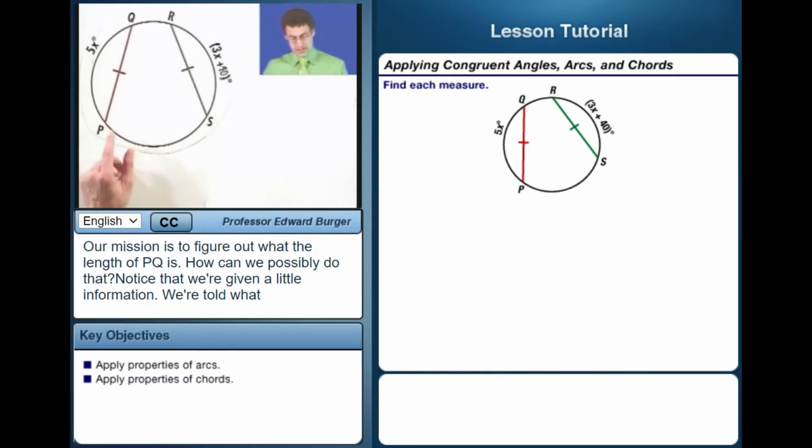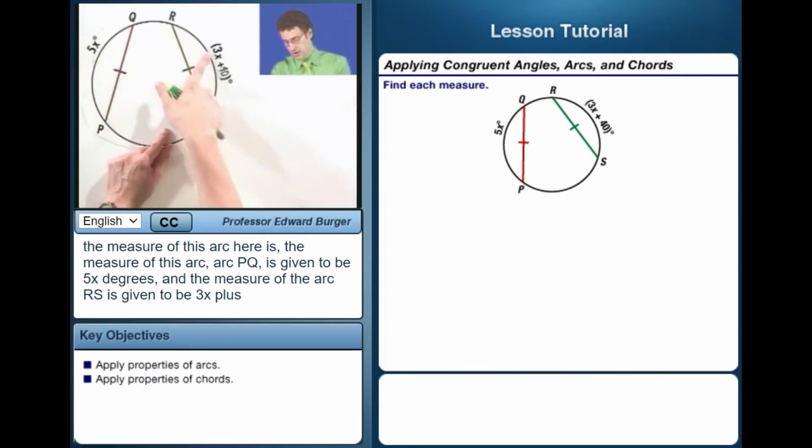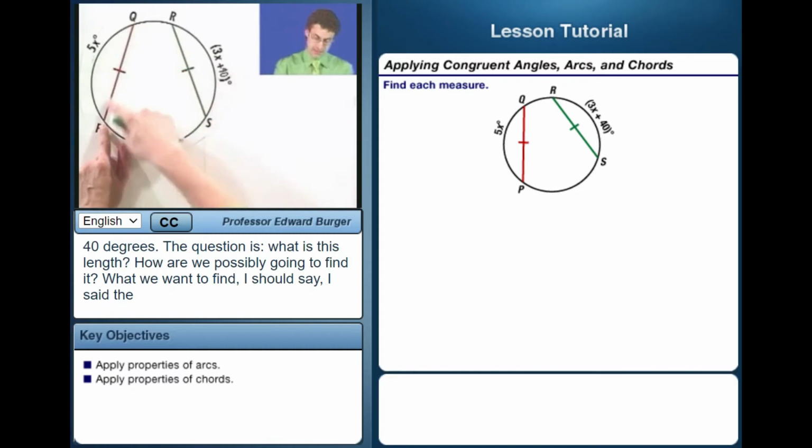Well, notice that we're actually given a little bit of information. We're told what the measure of this arc here is. The measure of this arc, the arc PQ, is given to be 5x degrees. And the measure of the arc RS is given to be 3x plus 40 degrees. The question is, what is this length? Well, how are we possibly going to find it?